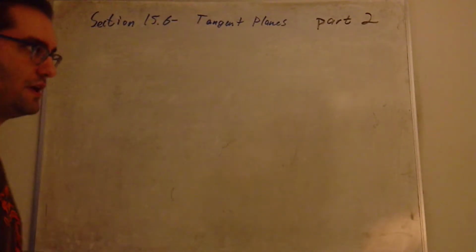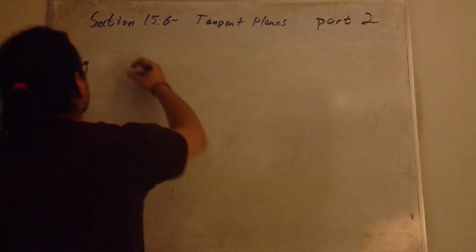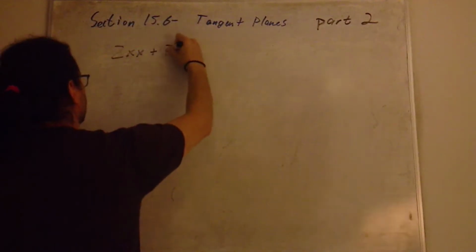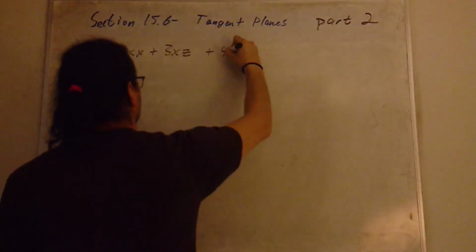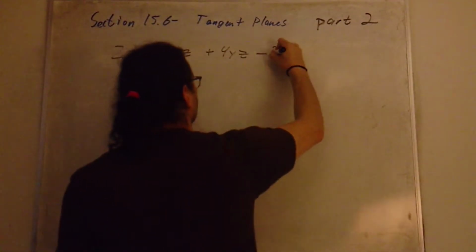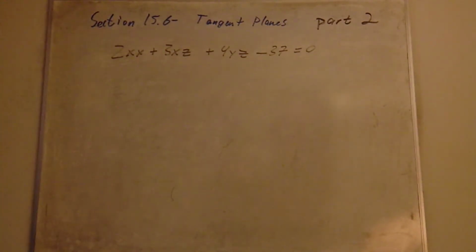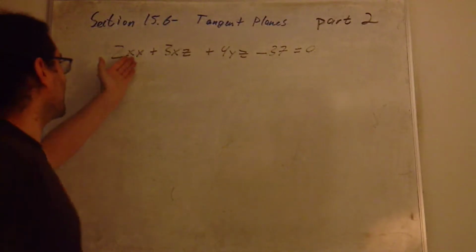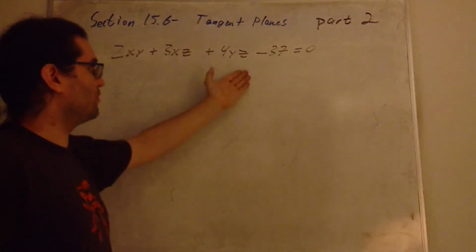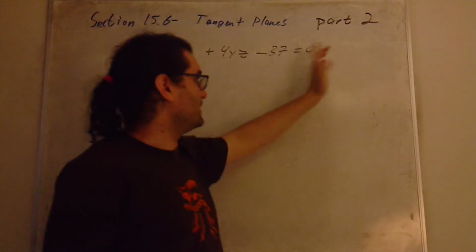So let's take something like 2xy plus 3xz plus 4yz minus 37 equals 0. So this is kind of what I meant when I said implicit functions. We have x's and y's and z's all muddled together in one big thing, but it equals 0. So at least this back end is nice.